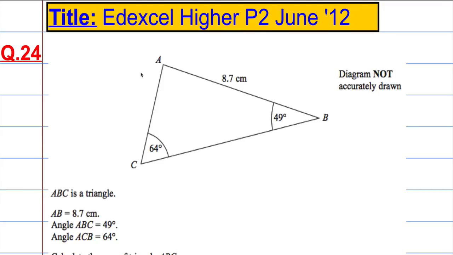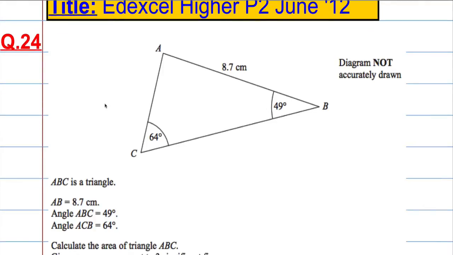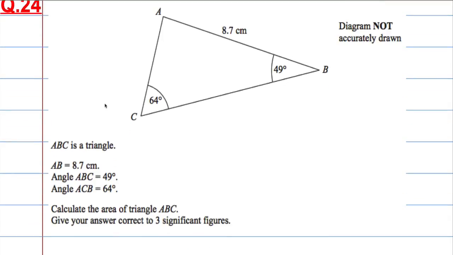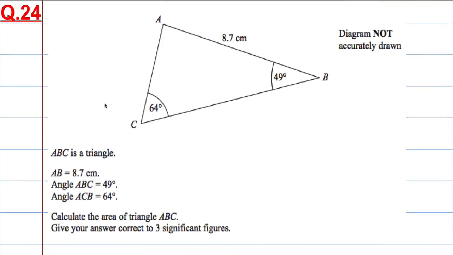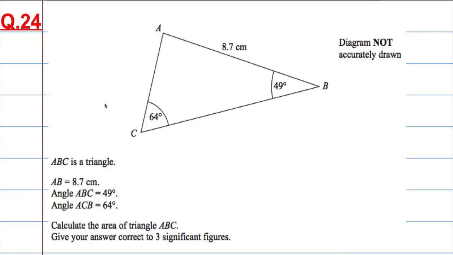Okay, so question 24. We've got ABC as a triangle. AB is 8.7. Angle ABC is 49 and angle ACB is 64. We're asked to calculate the area of the triangle ABC and give our answer correct to three significant figures.